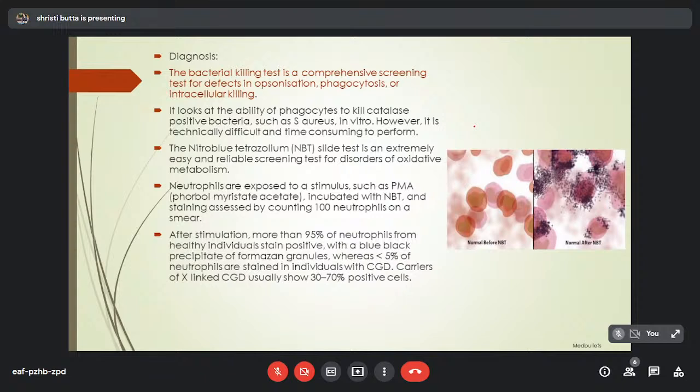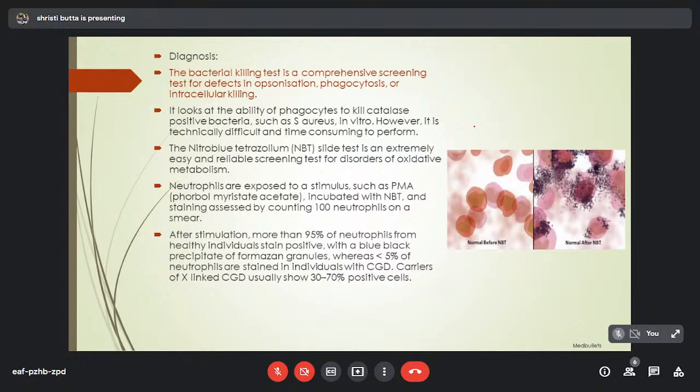So for that matter, we have the nitro-blue tetrazolium test, a very important test for the postgraduates to know. It's a test which is extremely easy and reliable to ascertain disorders of oxidative metabolism. Neutrophils are exposed to a stimulus, that is the PMA, phorbol myristate acetate, incubated with nitro-blue tetrazolium, or the NBT, and staining is assessed by counting around 100 neutrophils on a smear, similar to the lab that we did. After stimulation, more than 95% of the neutrophils from healthy individuals must stain positive with a blue-black precipitate, or formazan.